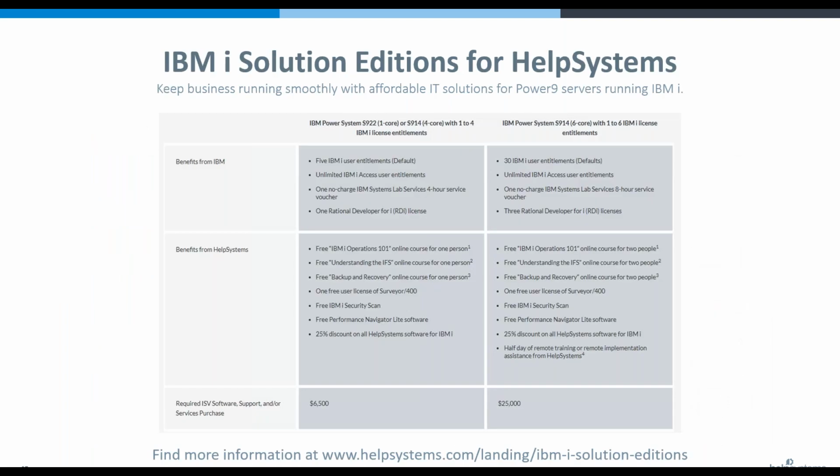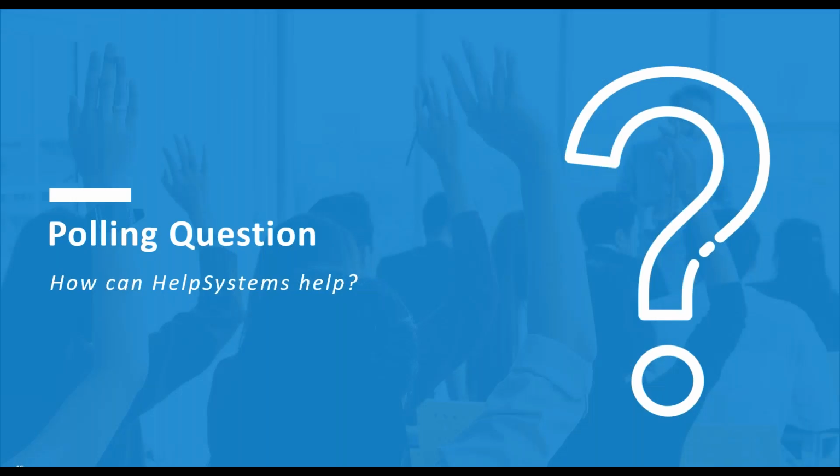Another thing to think about as you're upgrading, especially when we get into the second half of 2022 when the new Power 10s are out, or even, I'm sorry, the Power 9s today, we also have the Solution Edition program that Help Systems participates in. If the server you're looking to upgrade into fits into the S22 or the S914, there's some opportunity to get some ISV kickback from Help Systems in relationship to some of our products that we offer in the marketplace.